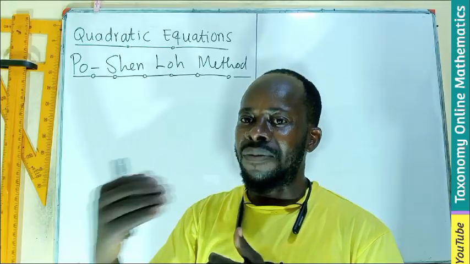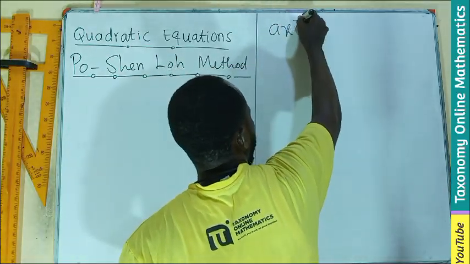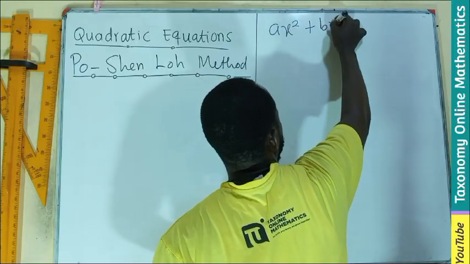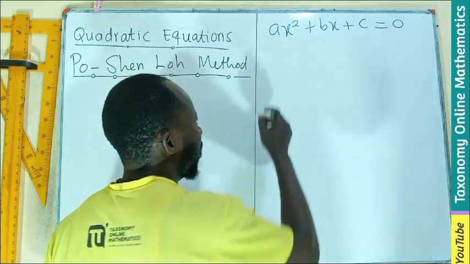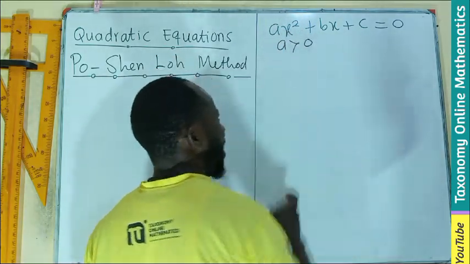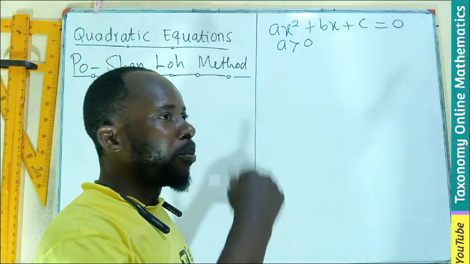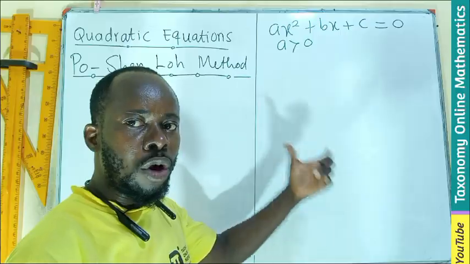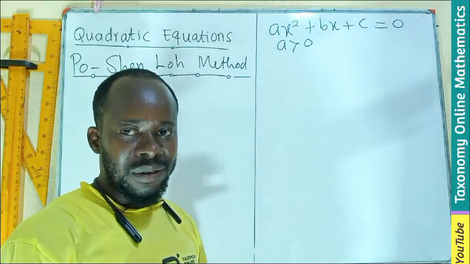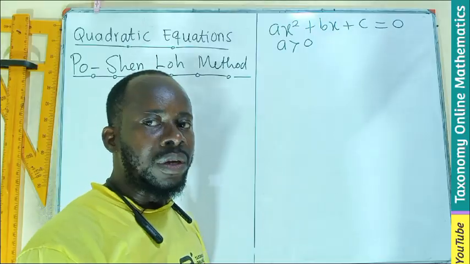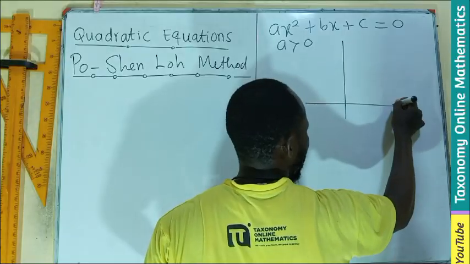But we can view it graphically if we take a quadratic equation of the form ax squared plus bx plus c equals 0, where we are going to lay emphasis on a being greater than 0, meaning positive. Remember, a can be positive or negative, but for the drawing of the graph, I'm taking the case where a is more than 0.